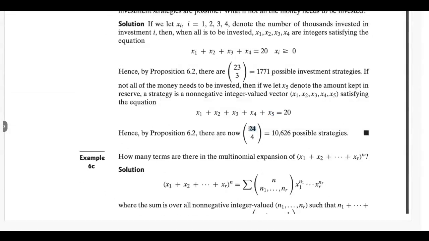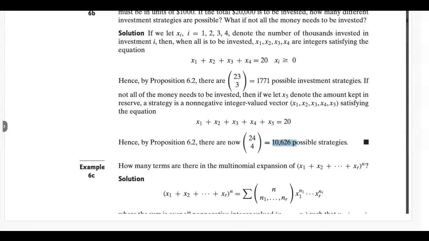Now we have 20 plus 5, because five groups now. 20 plus 5 minus 1, which is 24. Because we have five groups, 5 minus 1, which is 4. So out of 24, choose 4, we do the calculation, we get 10,626 possible investment strategies. All right, pretty direct, right?